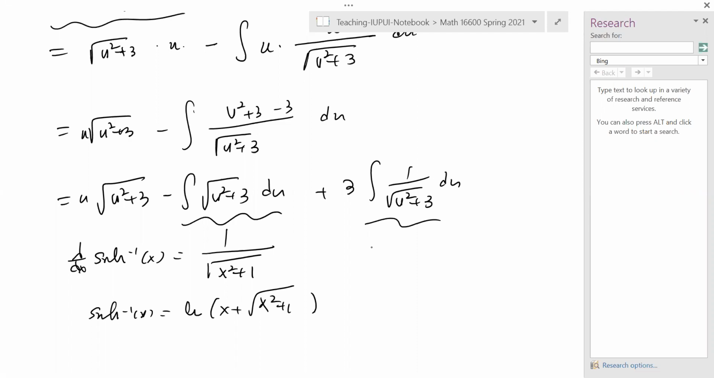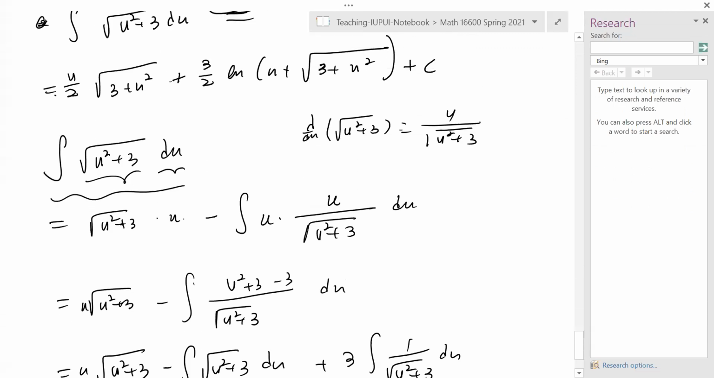Well, unless I say you can use a table of integrals, okay? Otherwise, you cannot use it. Right? You have to use some substitutions or integration by parts to evaluate it. Okay. So let's go back to this problem again.